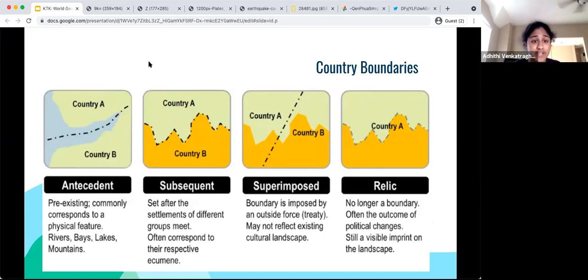Yes, some areas of Saudi Arabia are a result of superimposed boundaries. Think of any place that has a boundary on it because of a treaty.